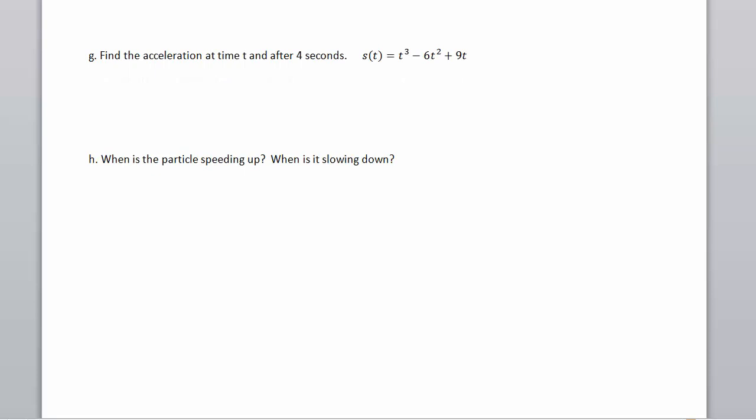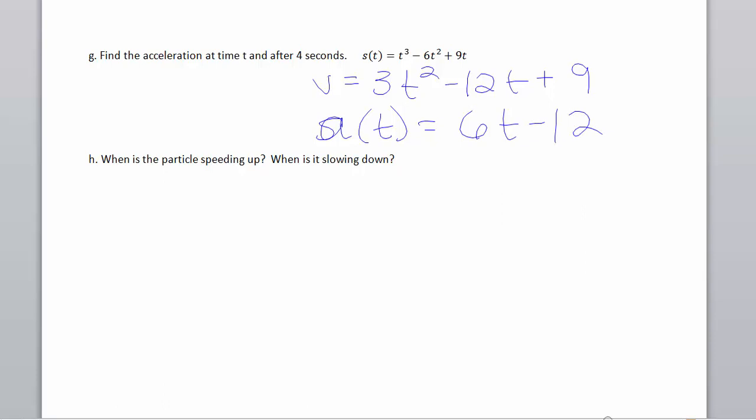Find the acceleration after 4 seconds. So acceleration is the derivative of velocity. So I know that my velocity equation we had was 3t squared minus 12t plus 9. So acceleration would be the derivative of that, which is 6t minus 12. And then after 4 seconds, just plug 4 into that. So a of 4 would be 12, and I'm going to be in meters per second squared now for acceleration.